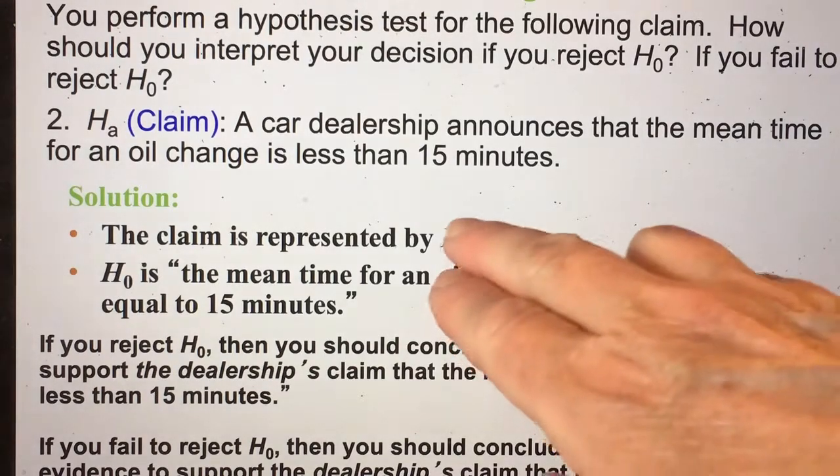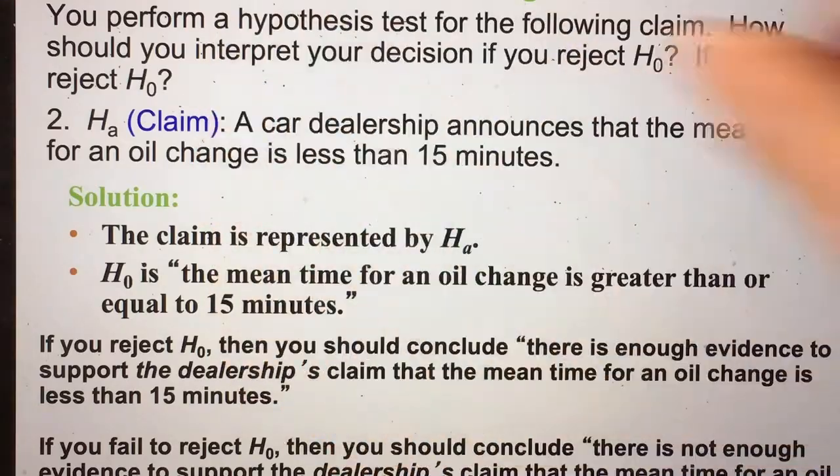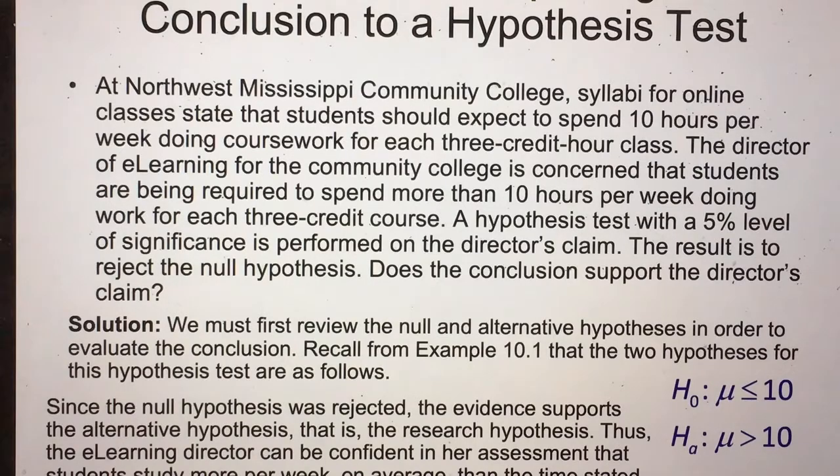Okay, so the H sub A and the H sub O here, the H sub A was the claim. So here is another example that came from your book. Actually, this was not from your book. This was from yet another textbook that I scavenged some more examples from. This is also talking about how to interpret the conclusion.